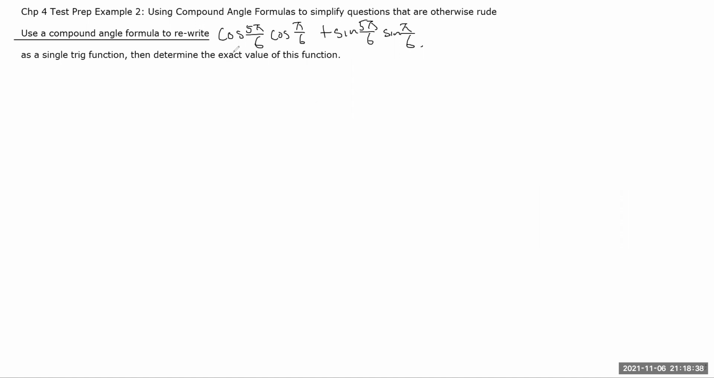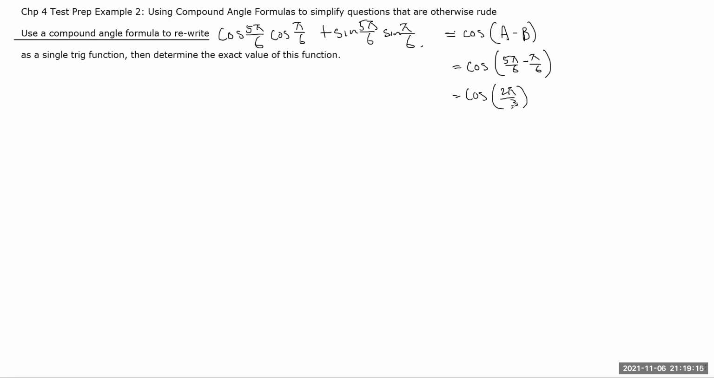Did you try it? I'm hoping you paused it to give yourself a chance. I will give you the answer in 3, 2, 1. Cos cos plus sine sine, cos cos and sine sine. That is indicative of a compound angle formula for cosine. It is A minus B, not A plus B. What does that mean? That means this is going to be rewritten as cosine of 5 pi over 6 minus pi over 6, which is cosine 4 pi over 6 or 2 pi over 3.